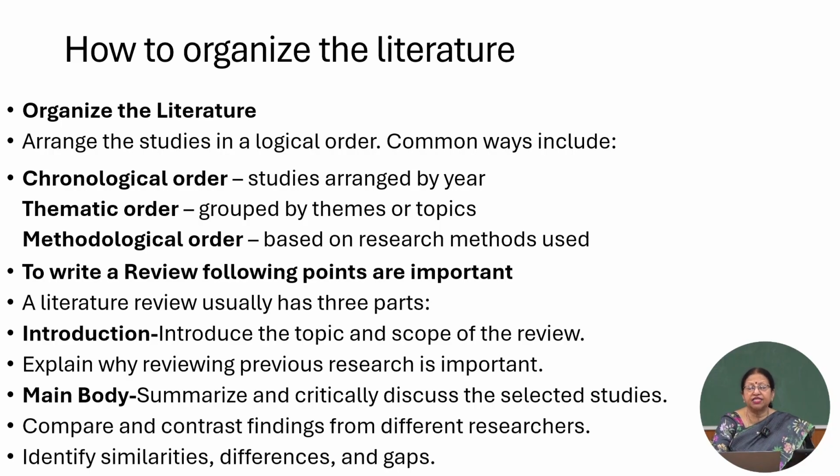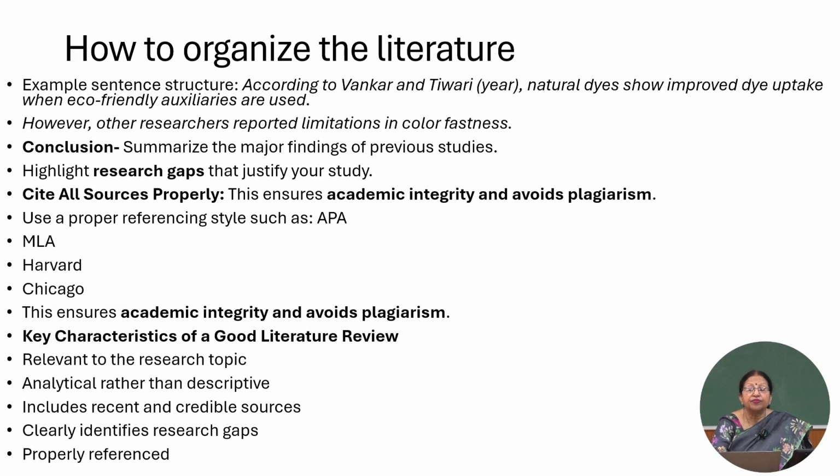Now, how to organize the literature? For organizing the literature, arrange the studies in a logical order. Some of the common ways are chronological order, thematic order, or methodological order. To write a review, the following points are important. The literature review should have 3 main parts: one is the introduction, second is the main body, and third is the way it has to be written down.